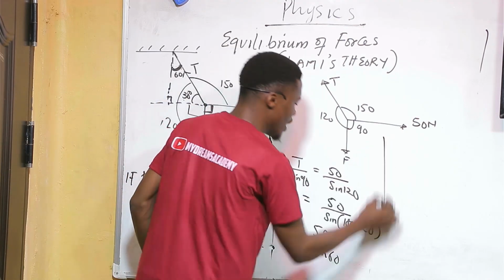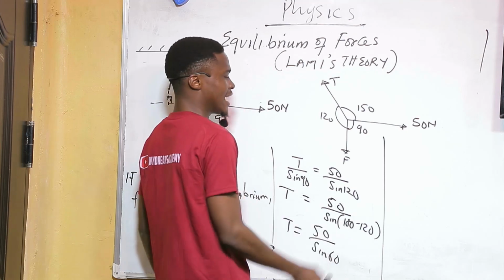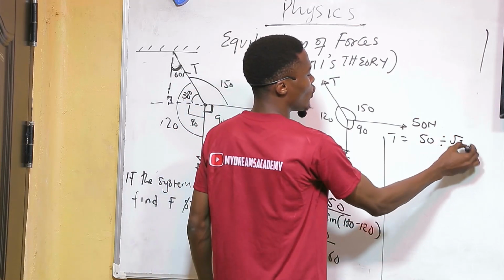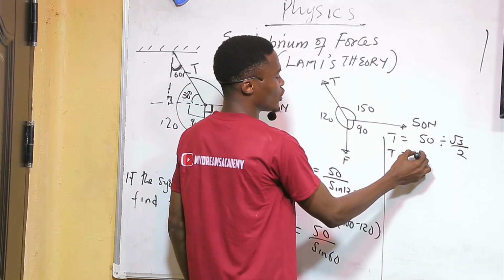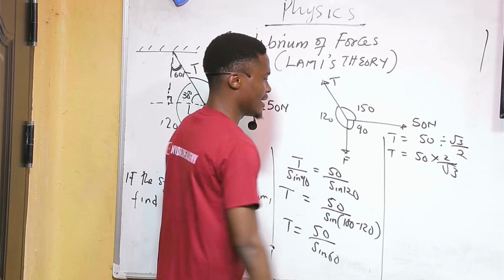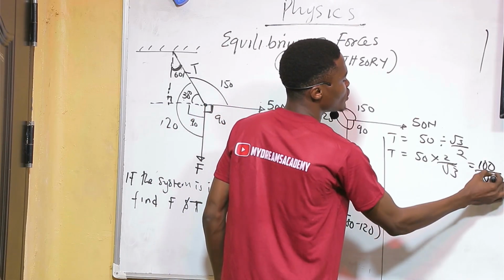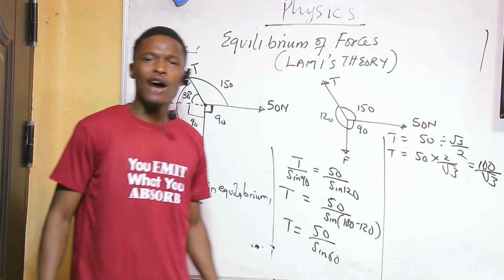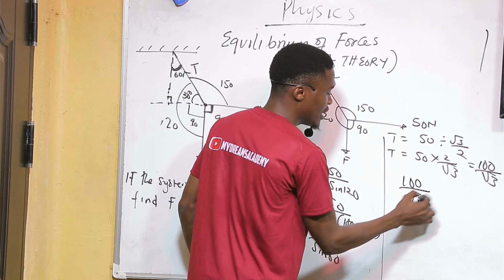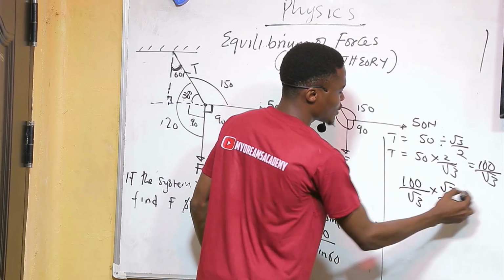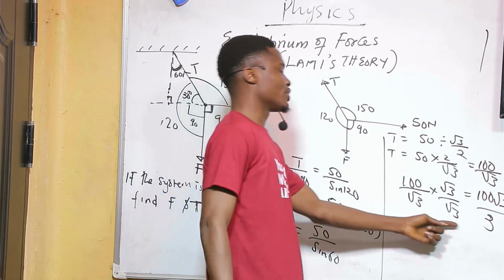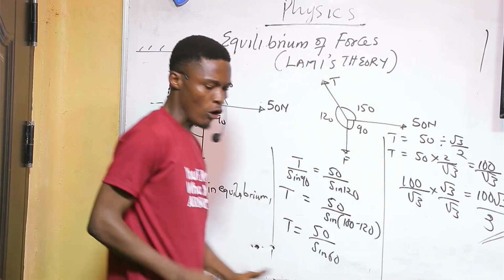60. So we are going to do a little bit of mathematics here. So 50 over sine 60, which is root 3 over 2. T is equal to 50 times 2 over root 3, because this will invert as we are dividing. That becomes 100 over root 3. We can leave it like that depending on the options, or we can rationalize. If we want to rationalize, we have 100 over root 3 times root 3 over root 3. This will give me 100 root 3 all over 3, because root 3 times root 3 gives 3. So this can be our answer for T.